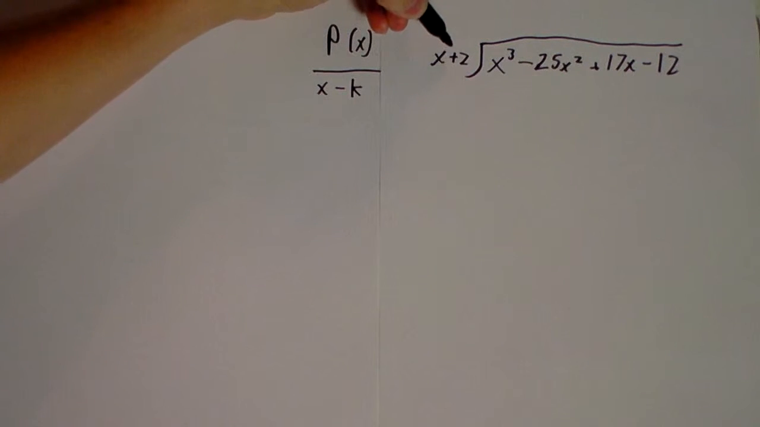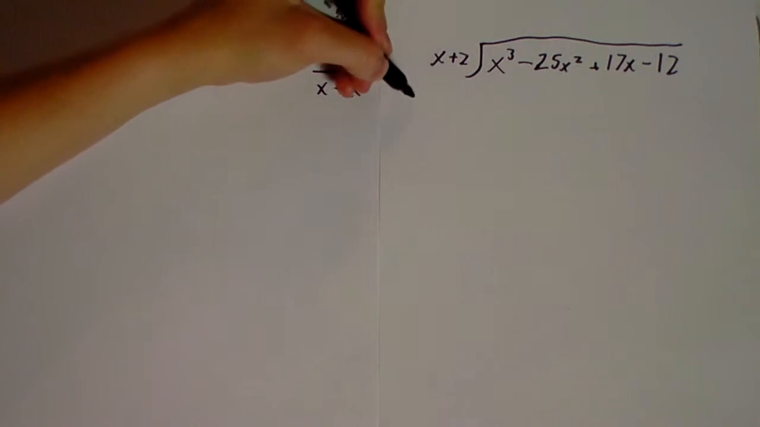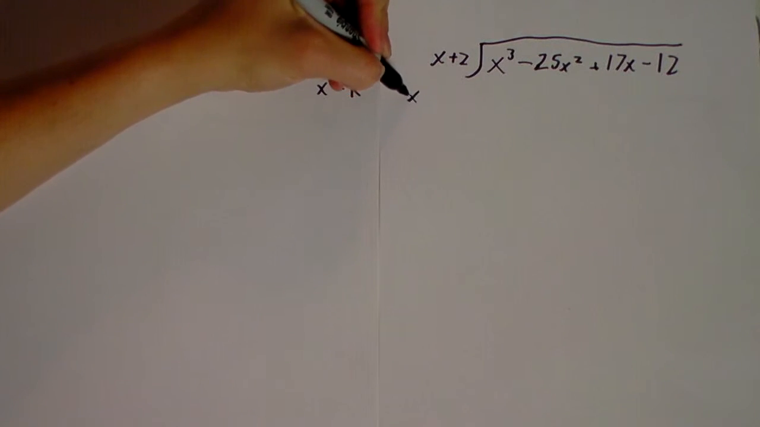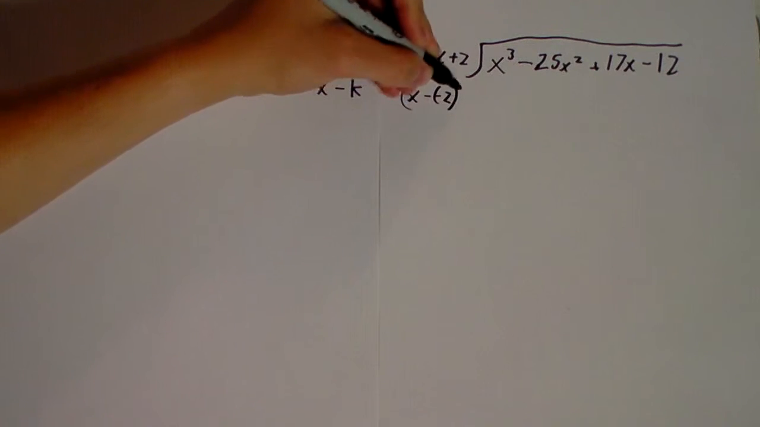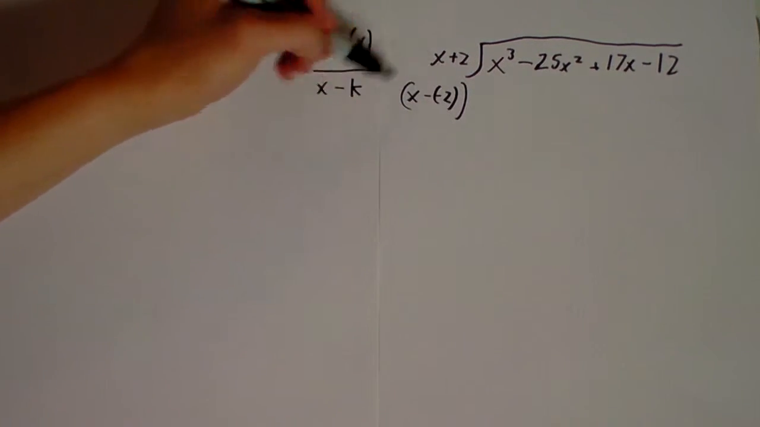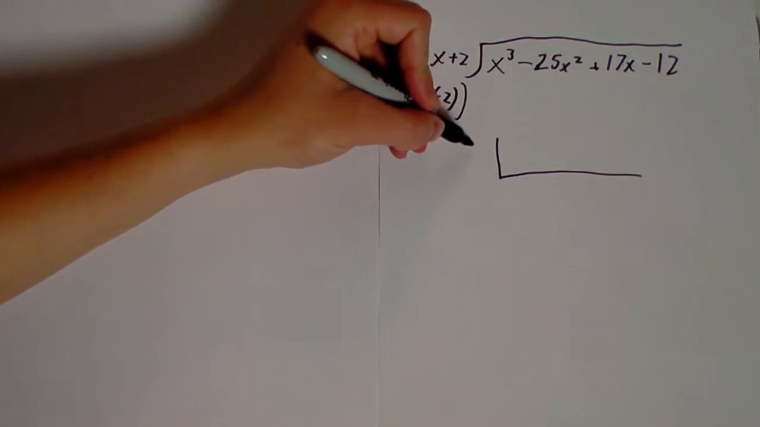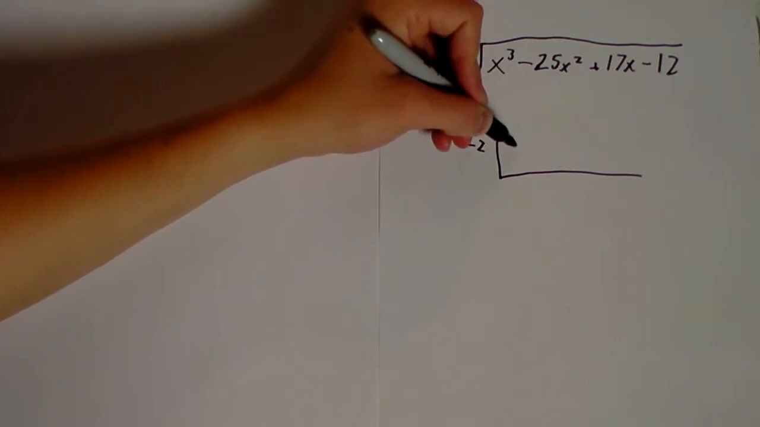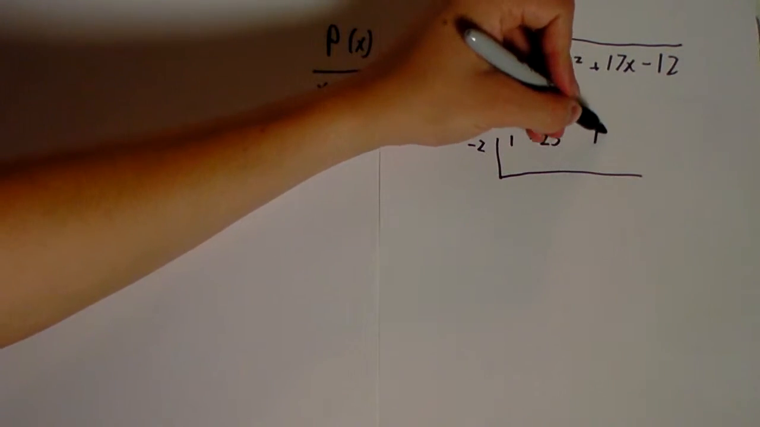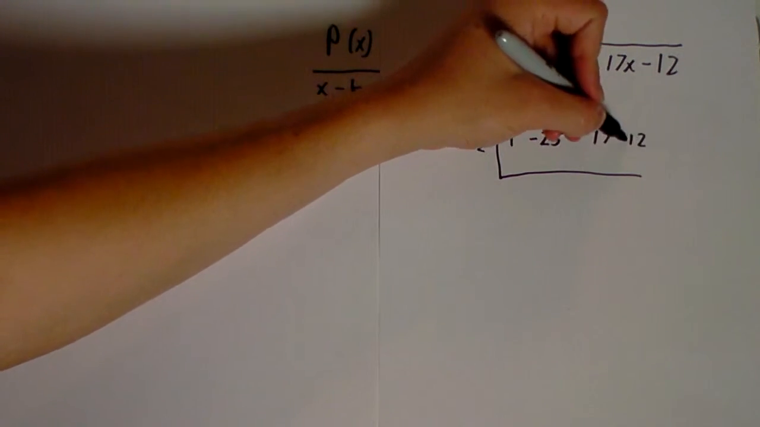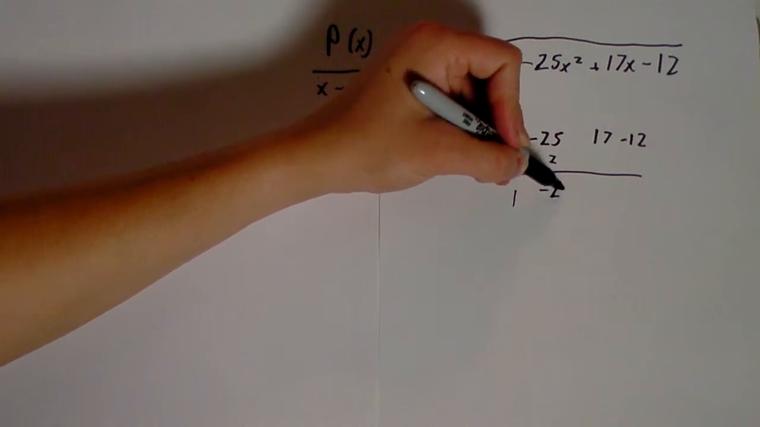See, x plus 2 is in the form x minus k. It's just that k is negative 2, so x plus 2 can be rewritten, as we know, as x minus negative 2, right? So we're really dividing by this. And so our k is negative 2. So we can use synthetic division, put our negative 2 up here, take the coefficients, which are 1, negative 25, 17, and negative 12. Alright, bring down the 1, multiply by negative 2, we get negative 2, and add it to negative 25 to get negative 27.